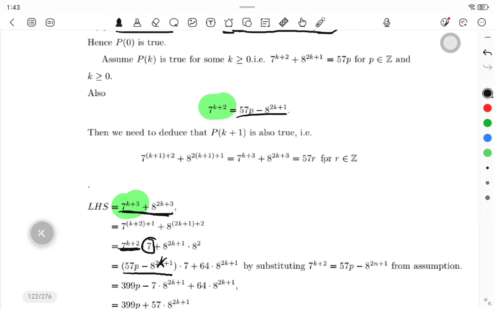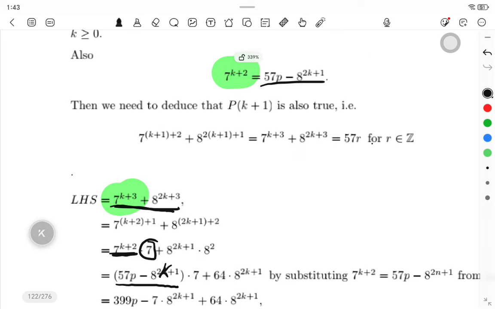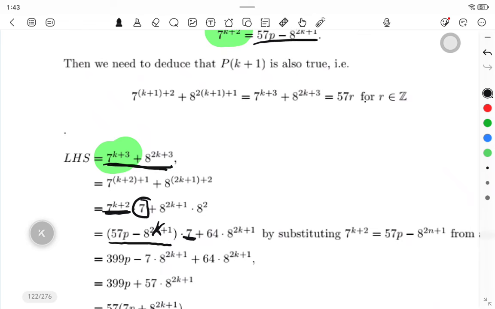7 times 57, we get 399p. Minus 7, these ones are not the same, so we can't multiply them. We just keep the 7 there. Plus 64, this. So here we also separated this to be the same as this one. You see, right? Then we drop the 2. The 2 is 64.